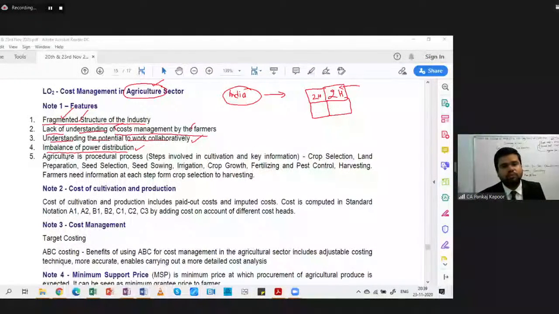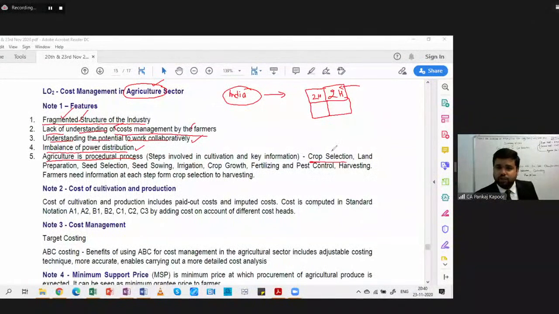Okay. Moving further, the last point. Agriculture is a procedural process, and there are basically 8 steps which need to be performed, from selection of the crop up till the harvest. And what are those 8 steps? Let's quickly see that. This is not in the study material, so pay a little attention to this.